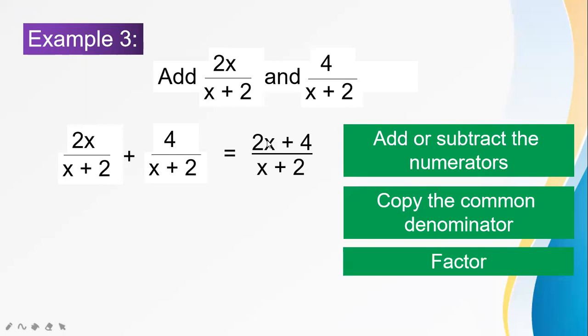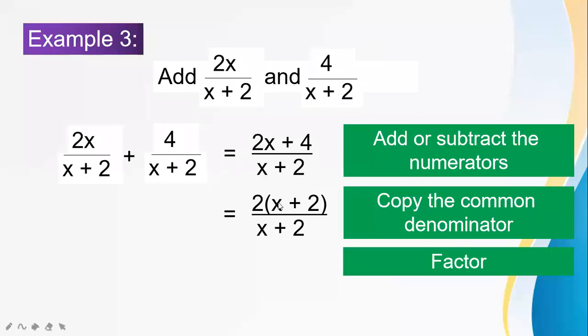So factor only the numerator. The number that can be divided into 2 and 4 is 2. And then this will be your greatest common factor, then divided into 2x plus 4. So we have 2x divided by 2, we have x. 4 divided by 2, we have 2.